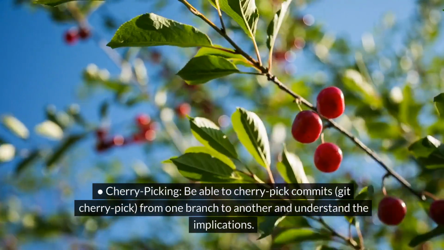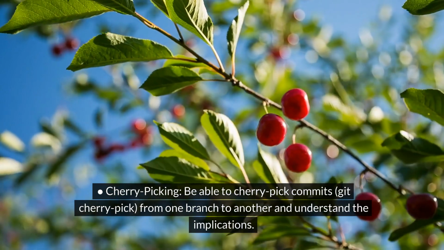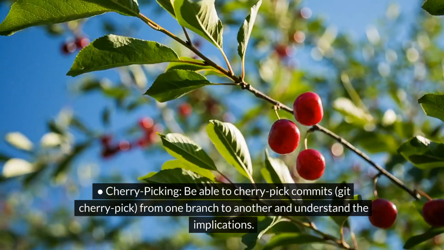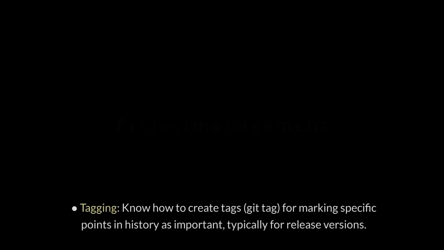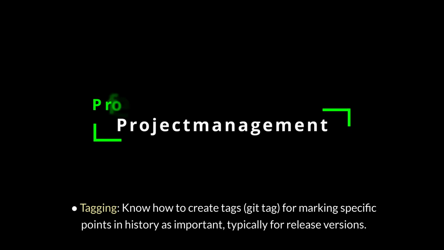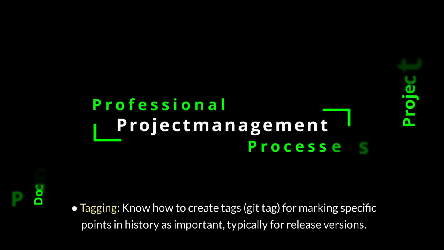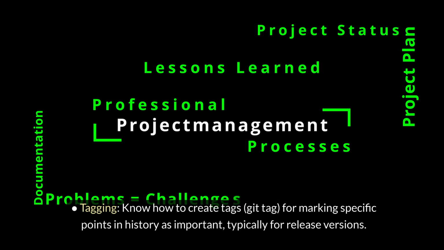Cherry picking. Be able to cherry-pick commits (git cherry-pick) from one branch to another and understand the implications. Tagging. Know how to create tags (git tag) for marking specific points in history as important, typically for release versions.